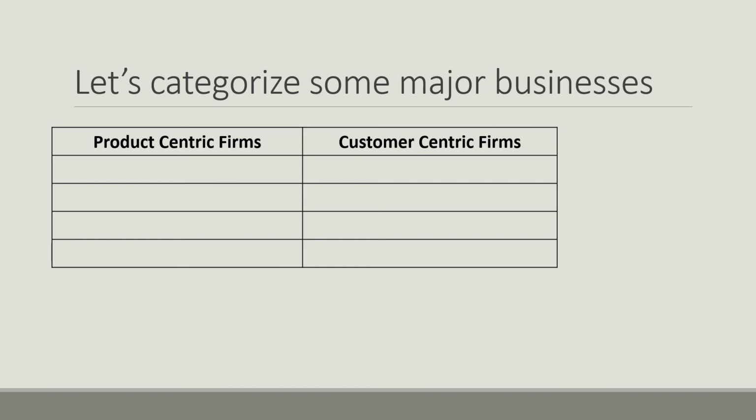So let's categorize some major businesses. Think about companies that you would say are product centric. It shouldn't take you long to come up with 4 or 5 names. Think about companies that you think are customer centric. Now, Peter offered a couple in his video, but I'm not even sure about those. So think about that going forward.